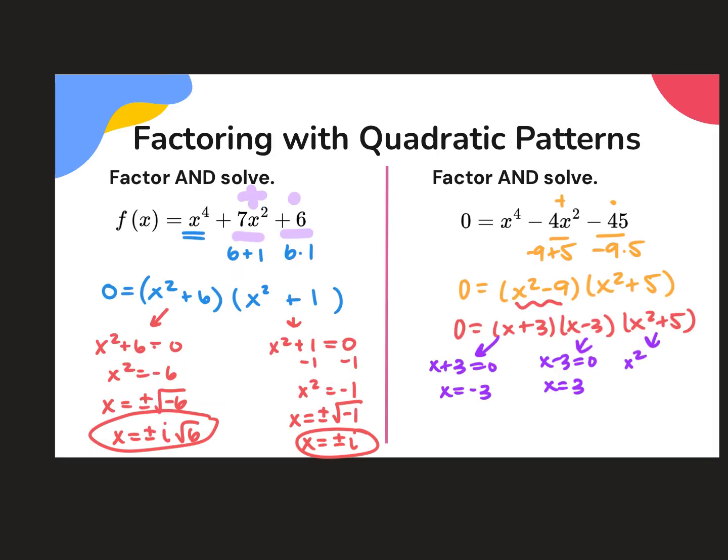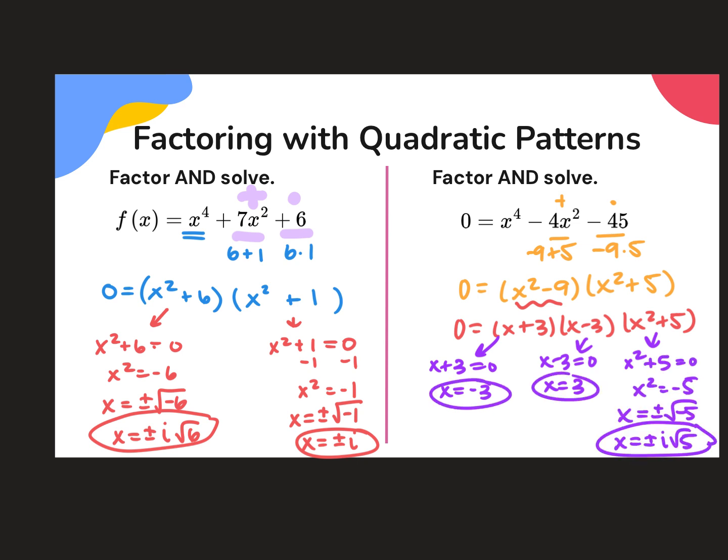For this last one here, our quadratic patterns give us factors of x squared minus 9 and x squared plus 5. x squared minus 9 can factor further. It's a difference of squares. So we get 3 factors, x plus 3, x minus 3, and x squared plus 5. Our first 2 factors give us real solutions of negative 3 and positive 3. Our last factor gives us 2 imaginary solutions of positive and negative i times the square root of 5.